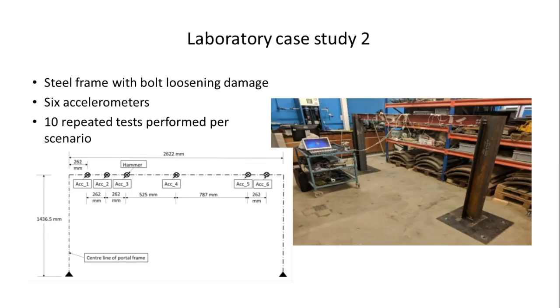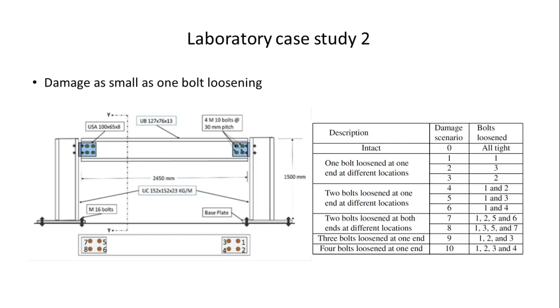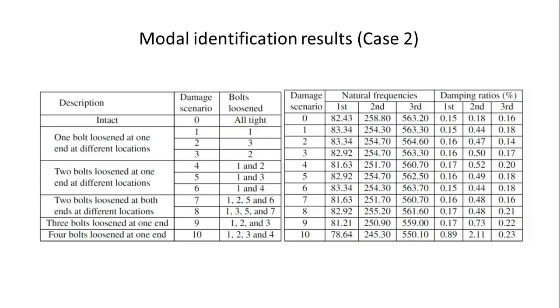The second case study in the laboratory is a steel frame structure, and we use 6 accelerometers, but this time we use 10 repeated tests performed per scenario. And there are 10 scenarios actually, and we try to simulate structural damage as small as 1 bolt loosened. The existing studies, based on our knowledge, all focus on all bolts loosened at one connection, but we focus on 1 bolt loosened.